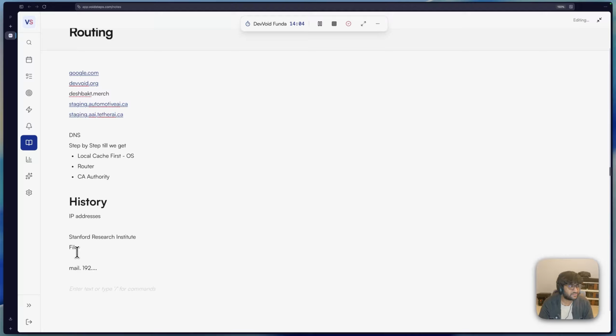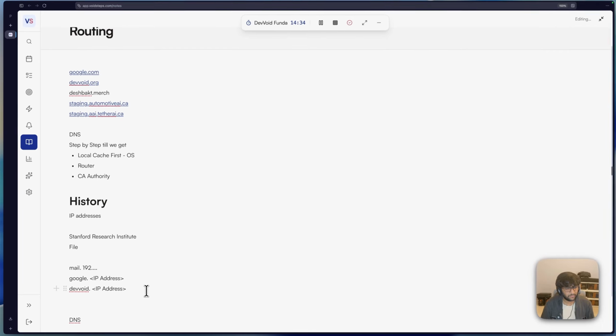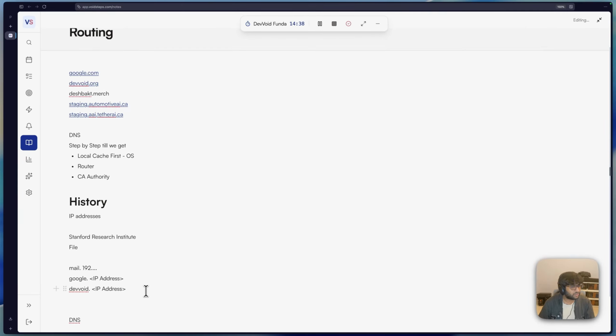Due to these concerns, the DNS system was proposed. Previously it was a list, right? It's just a file which has like mail, and then let's say Google was there, some IP address here, right? IP address, spelling is wrong, I know, but yeah. Next, let's say DevVoid, some IP address, and so on. But the point is, this is all it was before: a file with one space in between the name and the IP address.